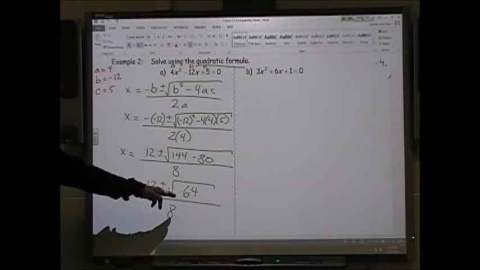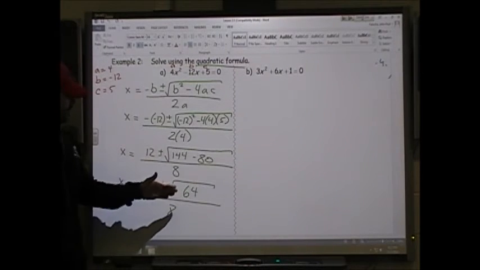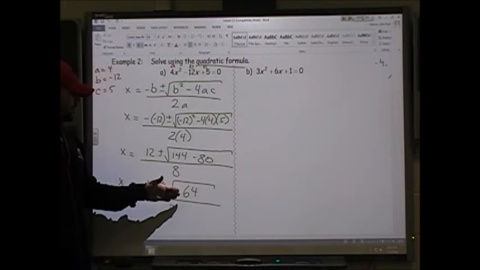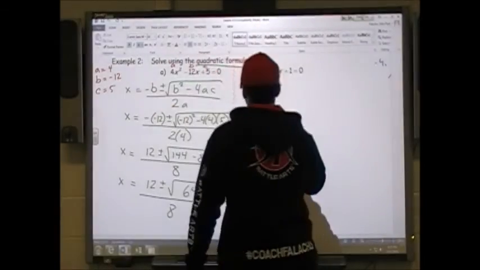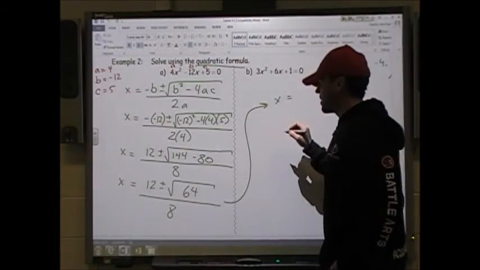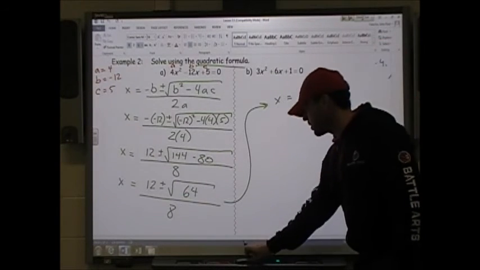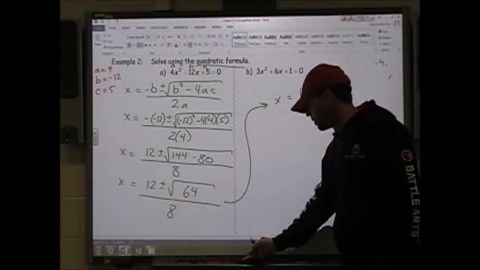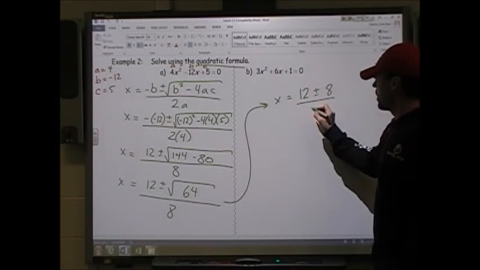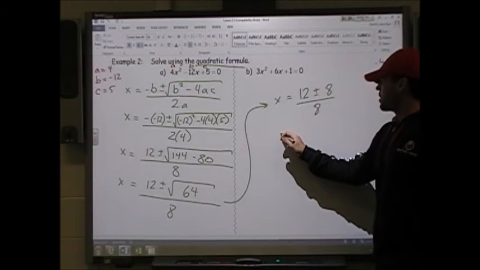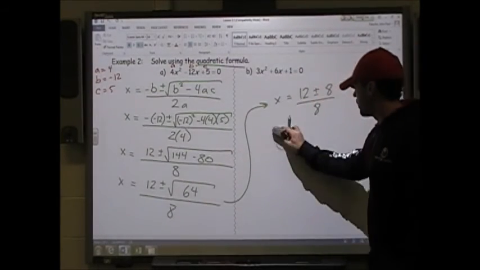Now, it's actually very nice that you ended up with a 64 under here. Sometimes it's not so nice. You could actually take the square root of 64. So when I continue this, it would end up being x is equal to 12 plus or minus, and I don't have to keep the square root anymore. Breaking down the square root of 64, again the square root of 64 is just 8, all over 8. So this ends up being 2 answers from here.